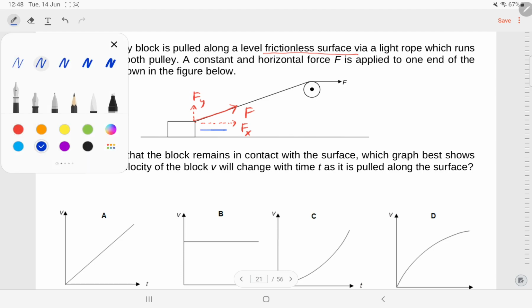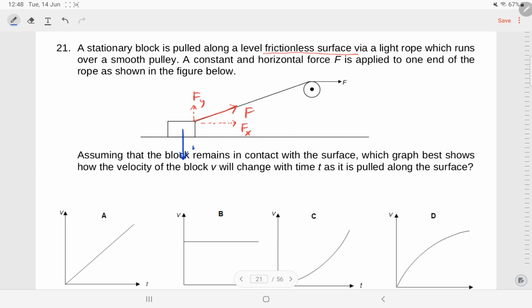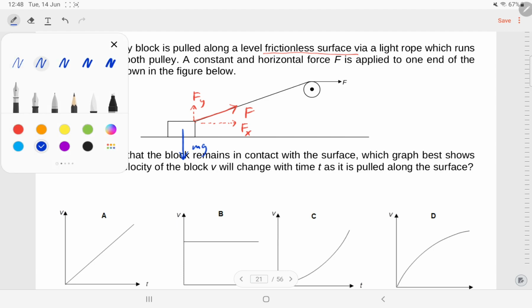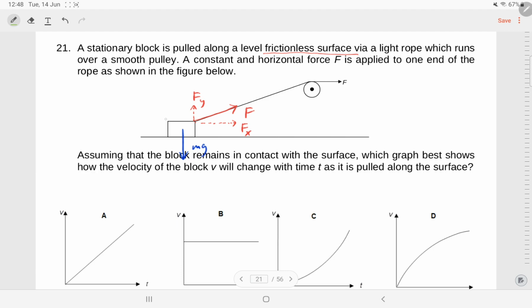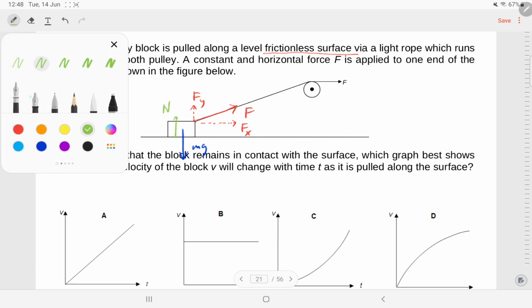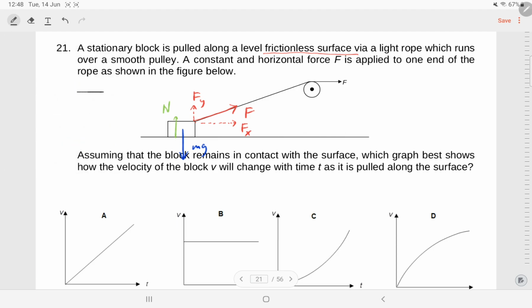You can draw in the other forces as well. This is mg, and you have to realize that there is also a normal contact force, and this normal contact force is smaller than mg, such that in the Y direction the net force is 0. So you have N plus Fy equals mg, but that's irrelevant to this question. Here, what we're interested in is what's happening in the x direction.